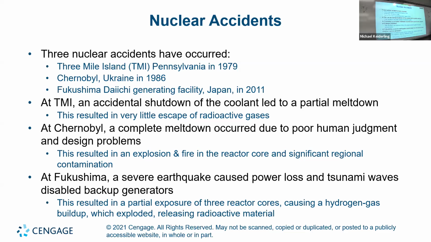Basically, the backup generators to circulate coolant lost power, because the tsunami waves disabled the backup generators. And this resulted in a partial exposure of three reactor cores. Hydrogen gas was generated and exploded, and that led to the release of radioactive material.